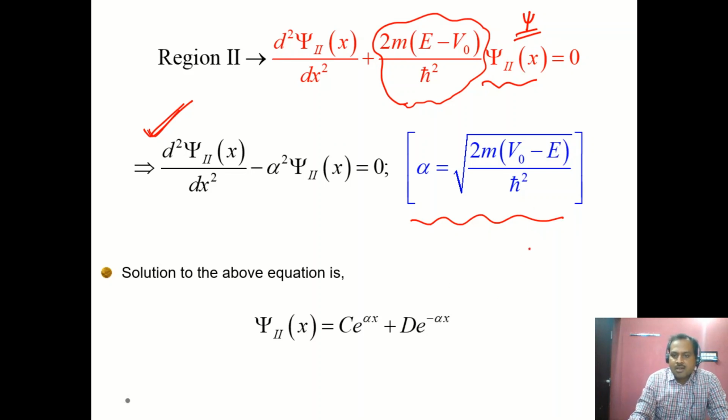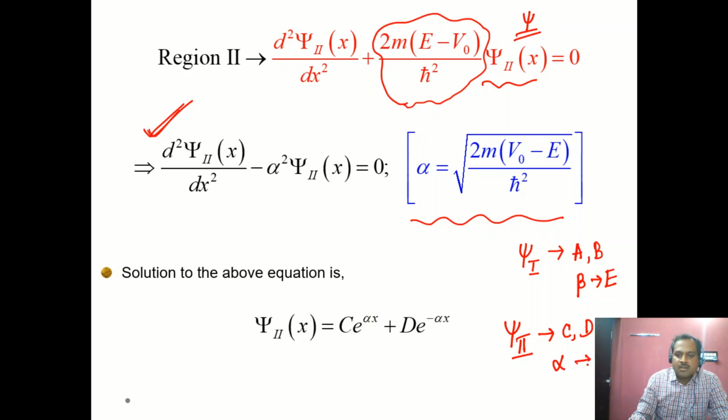Now we can see that in region 1 the wave function is psi 1, and we are having the unknown coefficients a and b, and beta depends on the energy of the electron, whereas in region 2, where the electron is experiencing the potential V naught, we are having the unknown coefficients c and d, and alpha depends on the strength of the potential and the energy of the electron. So these are the parameters which we are going to deal with.